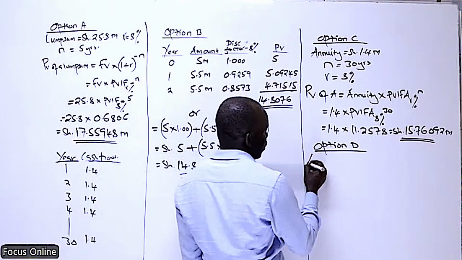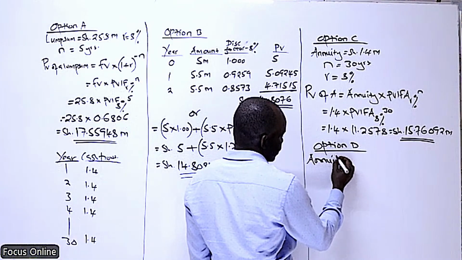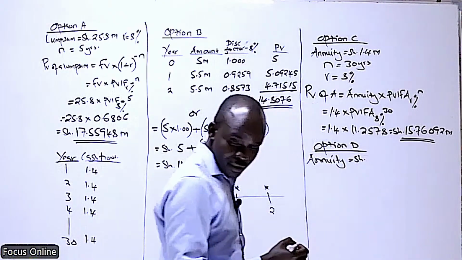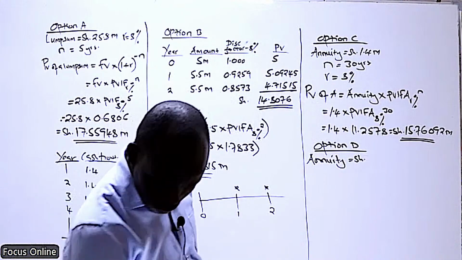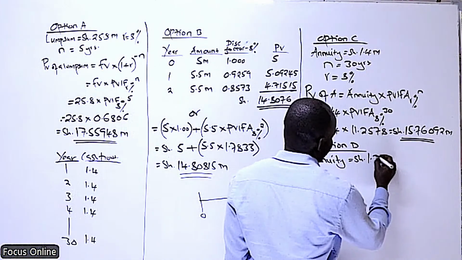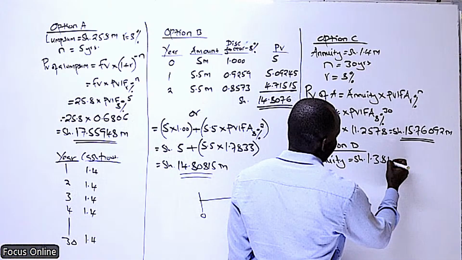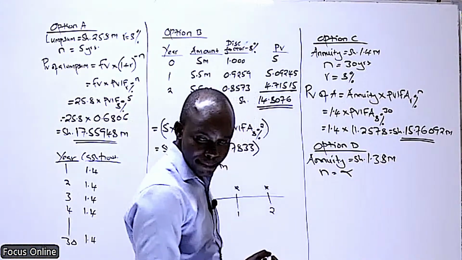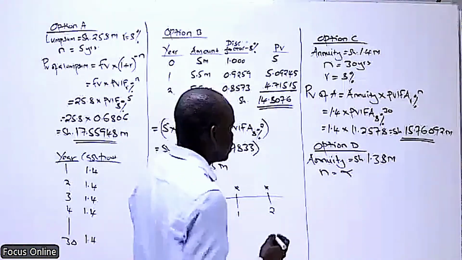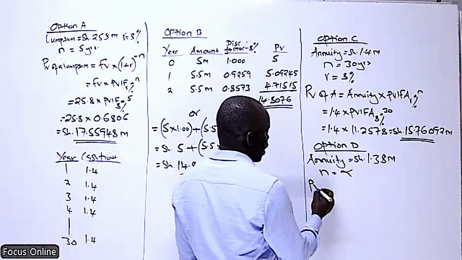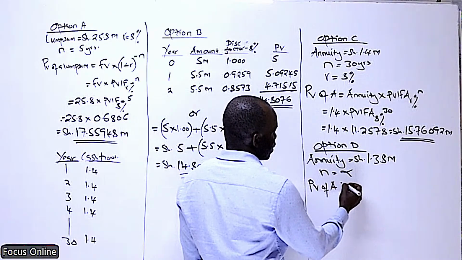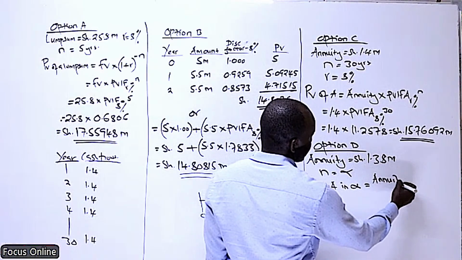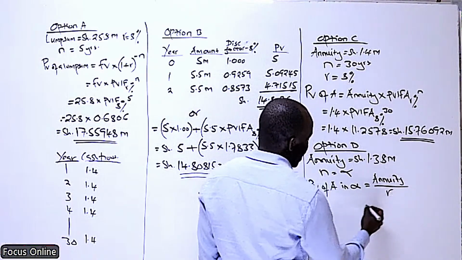A perpetual payment, that's an annuity first. That's an annuity of shillings 1.38 million. Period N is perpetuity. Remember how we get the present value of an annuity in perpetuity. Present value of annuity in perpetuity is equal to the annuity divided by what? R.